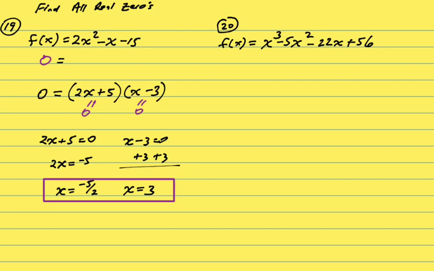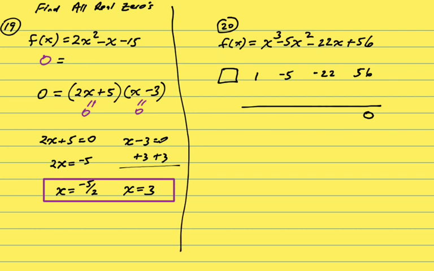Now 20, you can't just split it. There's no common factors. So we might have to try synthetic. So I'll bring down 1, negative 5, negative 22, 56. And we're going to have to try it until we get a remainder of 0. I could try 1 and negative 1, but I'm not sure that they're going to work. I told you to try the small numbers. So let's try 2. Does 2 go into 56? Yes. So it's a good one to try.